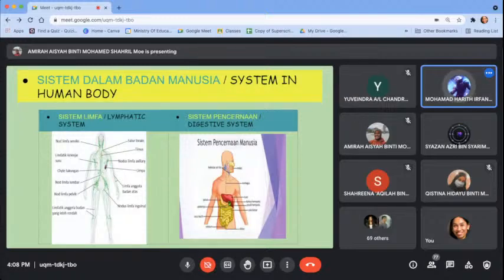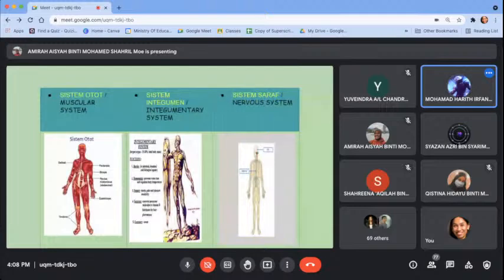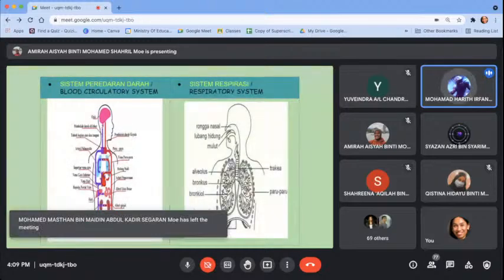Seterusnya sistem pencernaan. Fungsinya memecahkan bahan makanan kompleks kepada yang lebih ringkas untuk membolehkan penyerapan oleh badan. Yang kelima, sistem otot, membantu pergerakan badan dan organ dalaman. Kemudian sistem tegumen, melindungi badan daripada kekeringan dan mengawal suhu badan. Seterusnya sistem saraf, membawa maklumat dari otak ke seluruh badan dalam bentuk impuls. Kemudian sistem peredaran darah, mengangkut oksigen, nutrien dan hormon yang diperlukan ke semua bahagian badan.